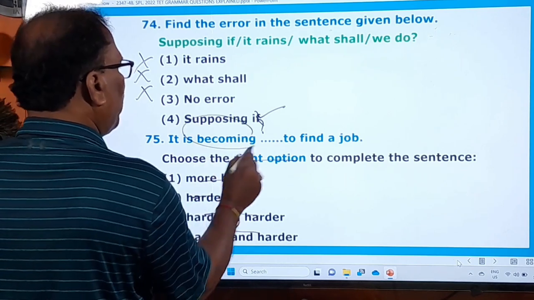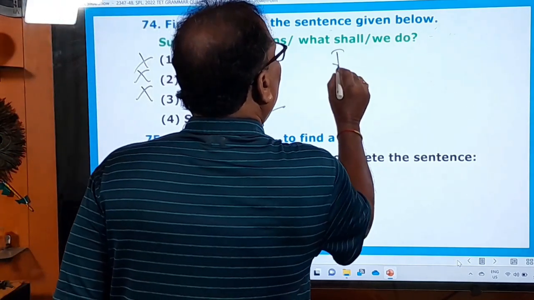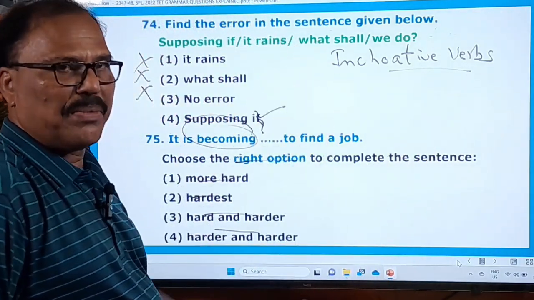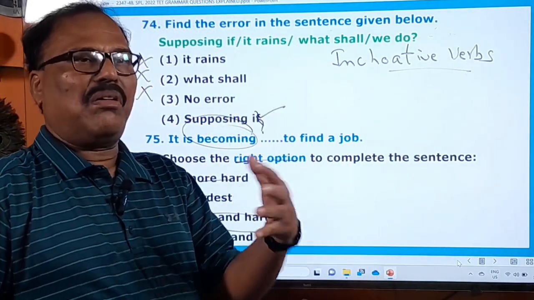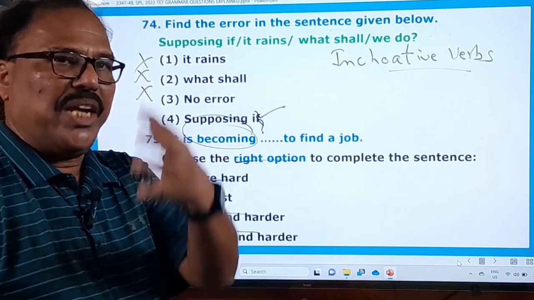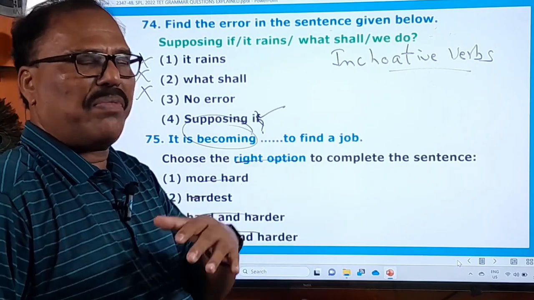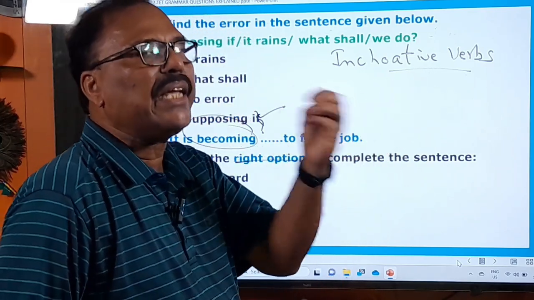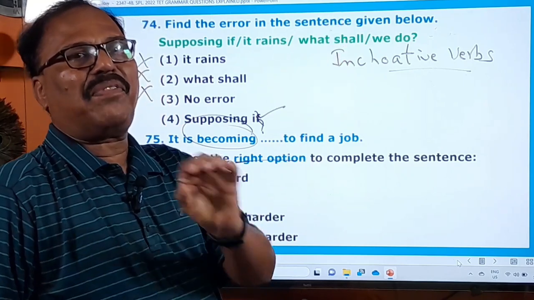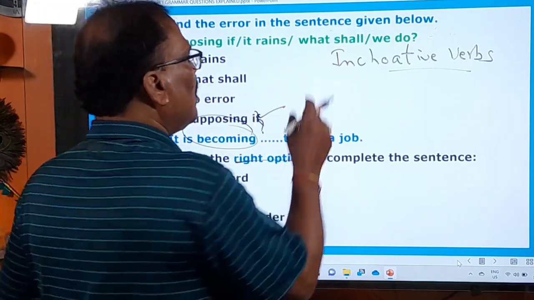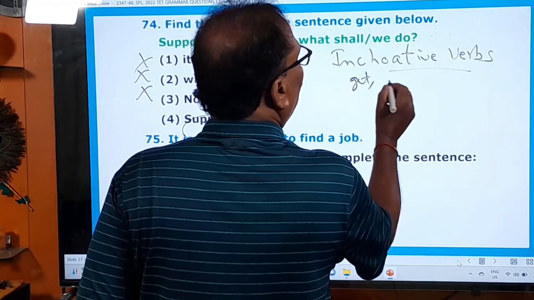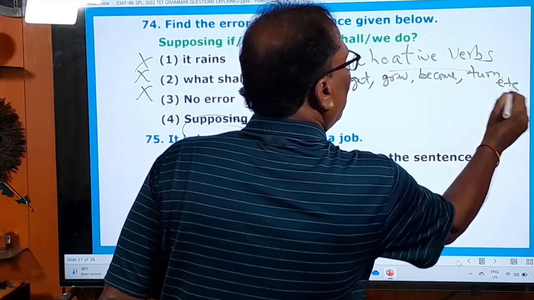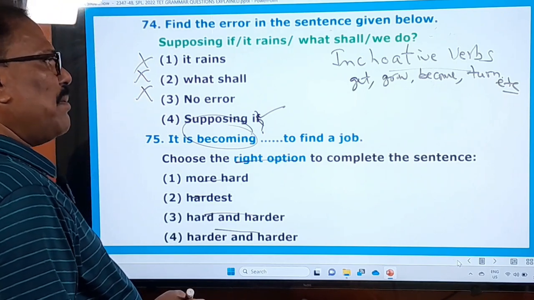Let me tell you about this verb first of all. There are some verbs called inchoative verbs. You might have come across many kinds of verbs: transitive verbs, intransitive verbs, stative verbs, weak verbs, strong verbs. Leave all of them; inchoative verbs are there. What are inchoative verbs? They indicate the beginning, development and final stages of an action. The chief inchoative verbs are get, grow, become, and turn, etc. A few more are there like that.